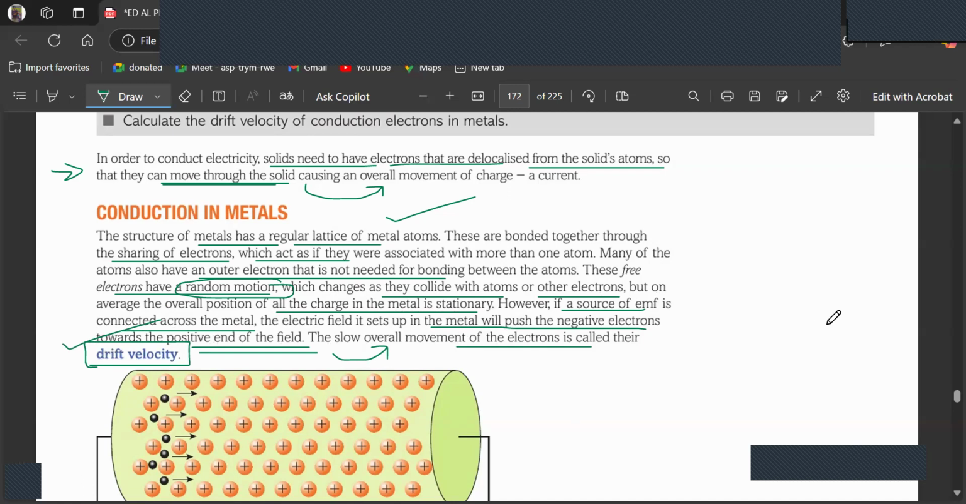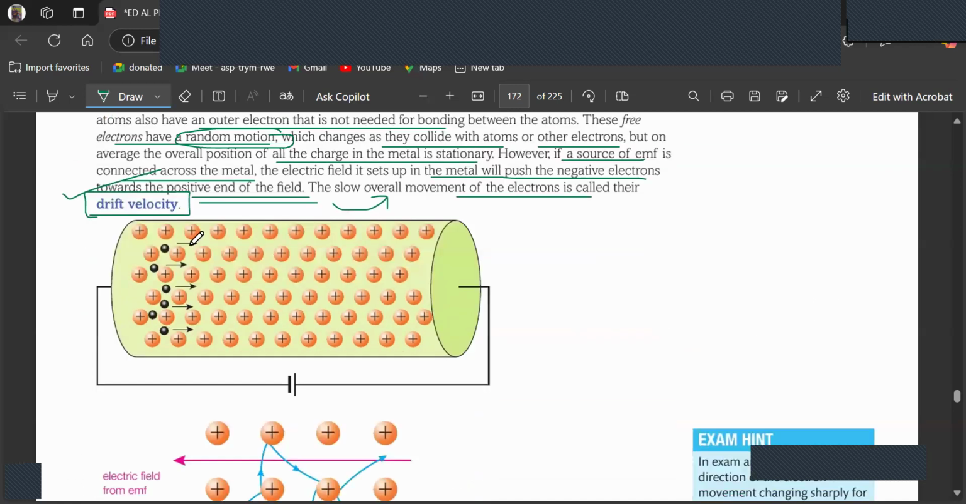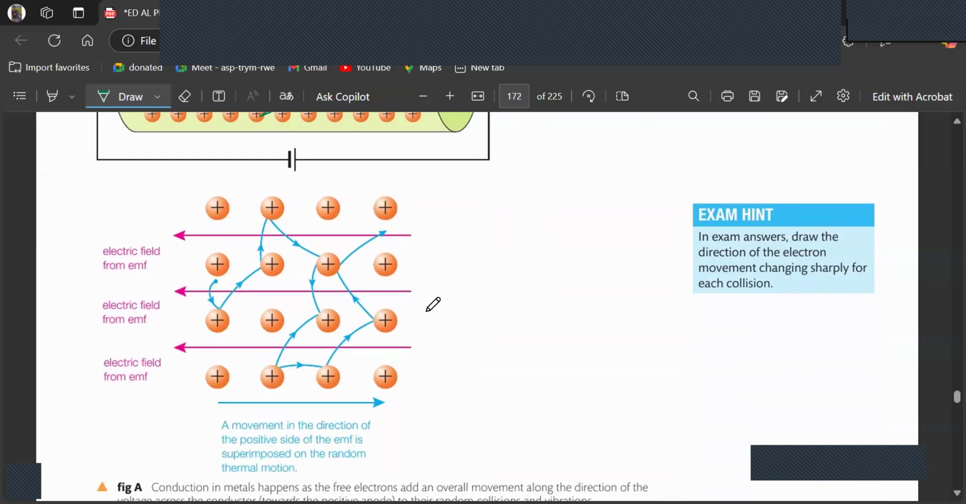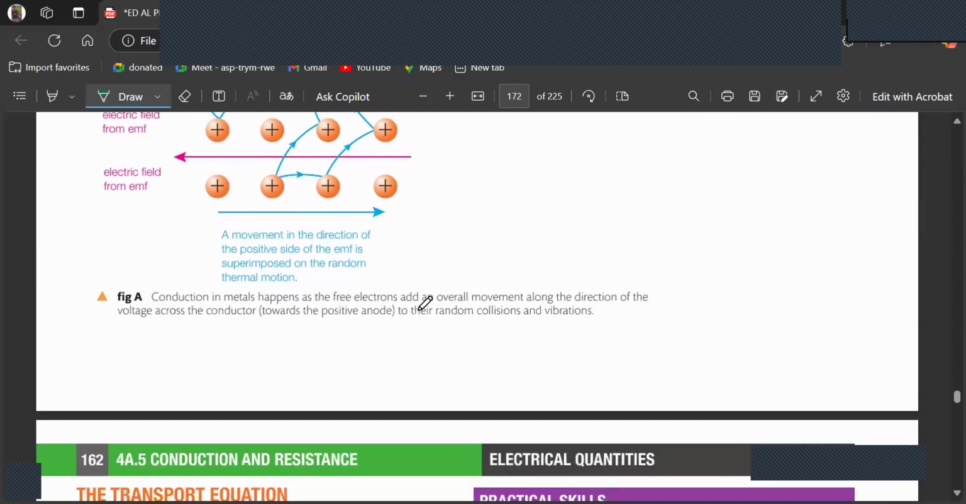Got it? The movement of electrons across the conductor is known as what? Drift velocity. Clear? Got it? Yes, I got it. It is represented by a small v. You can see that in an electric field and a magnetic field, when electrons move, that slow movement is also known as drift velocity.